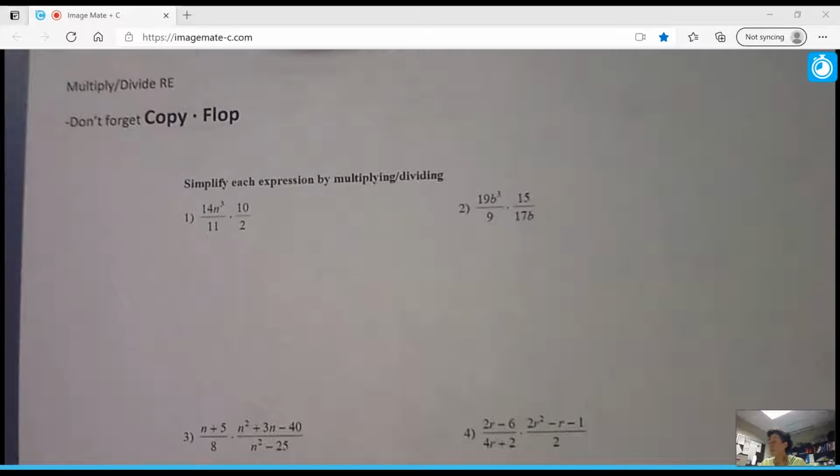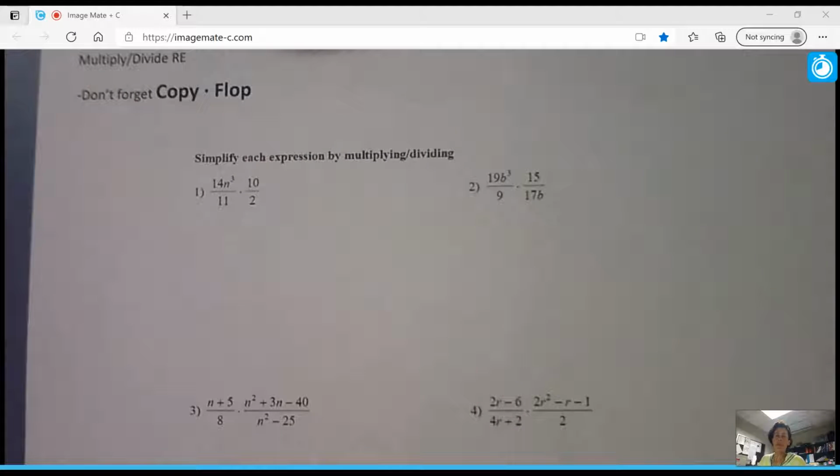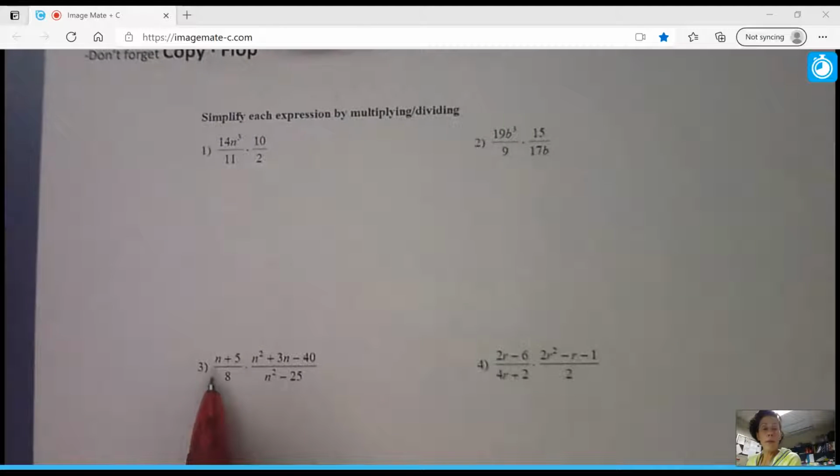So let's just take a look at number, let's see, which one do we want to start with? Let's start with 3. That's a good multiplication problem, and then we'll pick a division problem. So I tried to keep the factoring here not as bad as the others since there's a few more problems. All right, so starting with number 3.